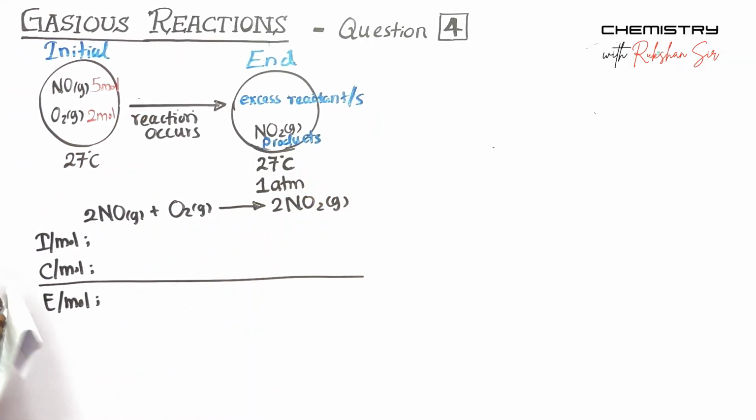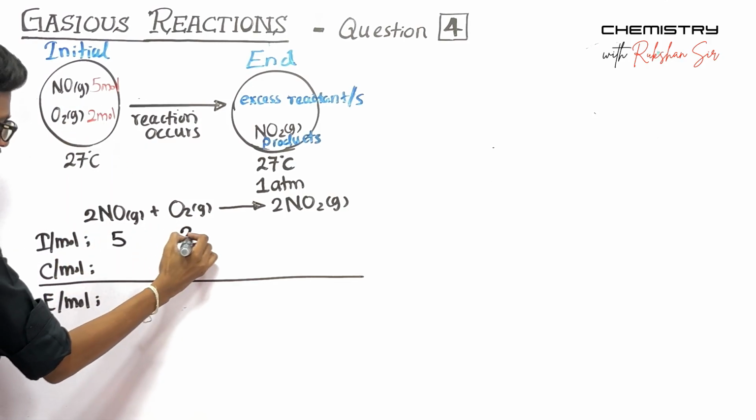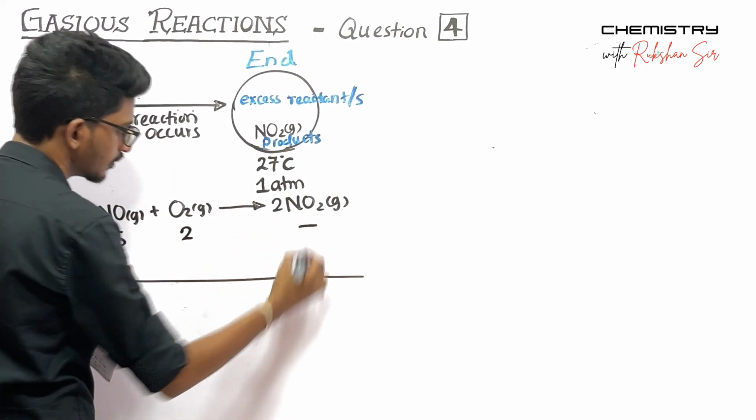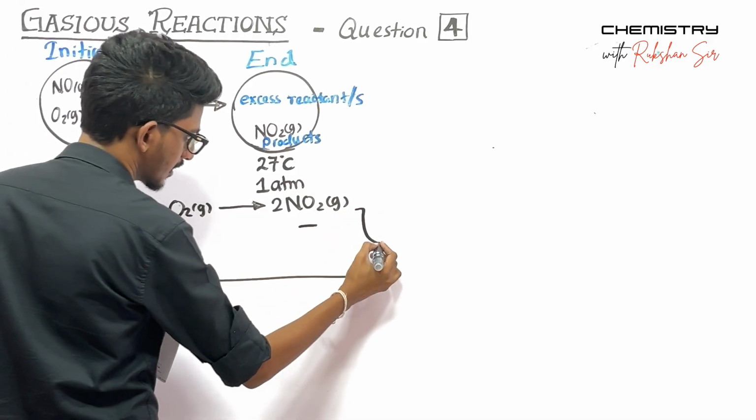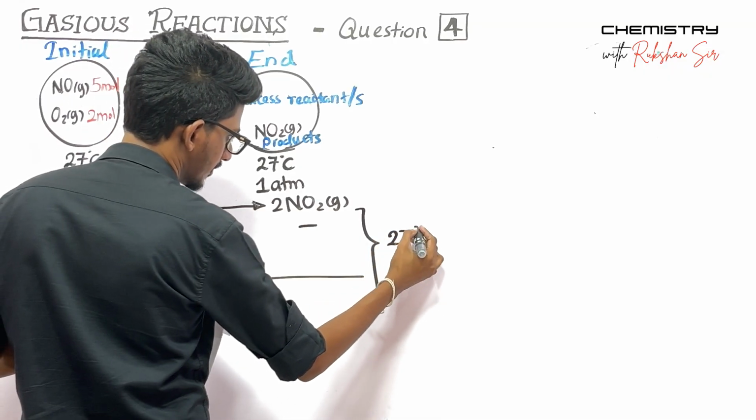Let's see what will be the limiting reagent here. So 5 moles of NO is added with 2 moles of O2. At the beginning, you don't have NO2, right? All the reaction tables are constructed for the same temperature and volume situations, right?